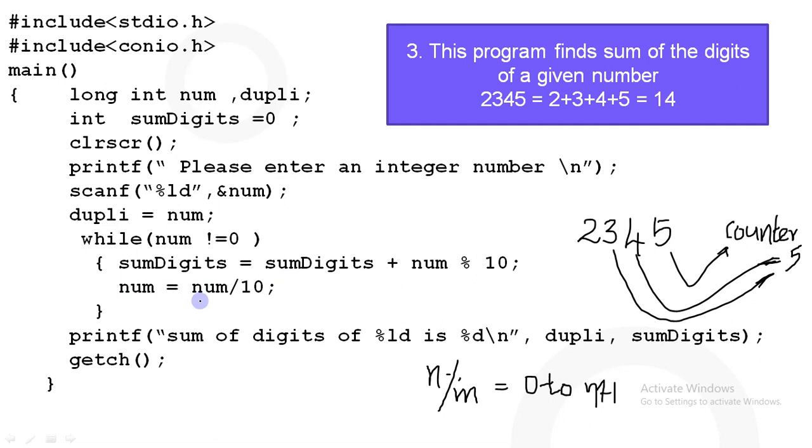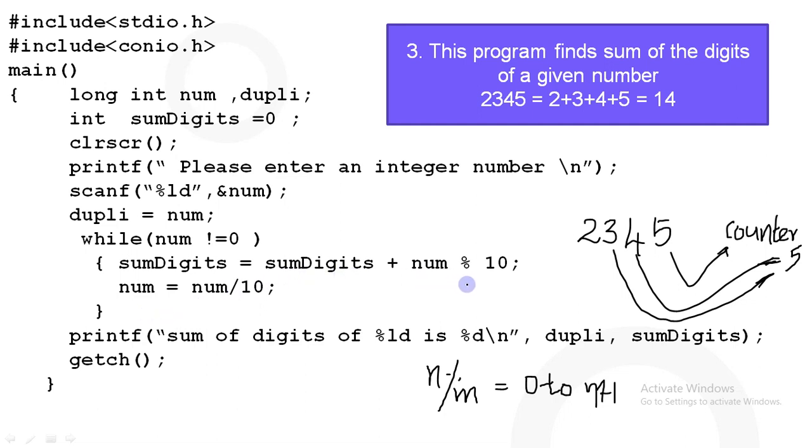And num will become shortened by one digit. 2, 3, 4, 5 divided by 10 will be 2, 3, 4. It is not 234.5 because integer division leads to truncation. Once again 234 is not equal to 0, therefore it will continue. Sum digits has already accrued 5, and 234 mod 10 is 4. So 4 will be added to this. So 5 plus 4 becomes 9, and this 2, 3, 4 will become 23.